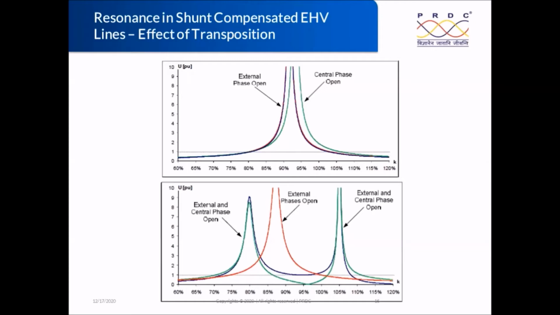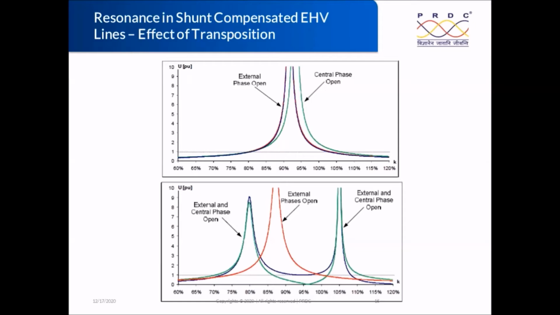Similarly, if you go for two-phase operation, with the external and central phase, here also you can see that for the ideally transposed lines, the resonance point occurs at only one particular location. But in the case of untransposed lines, we will have some range of degree of compensation. There is a possibility, for example with phase A, phase B, phase C single phase opening, that you may have different resonance points at the degree of compensation.